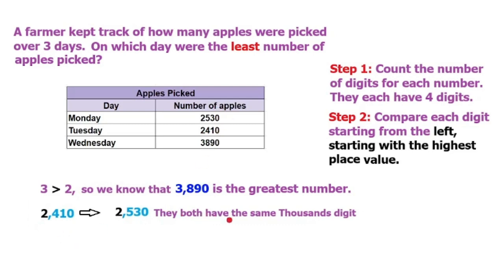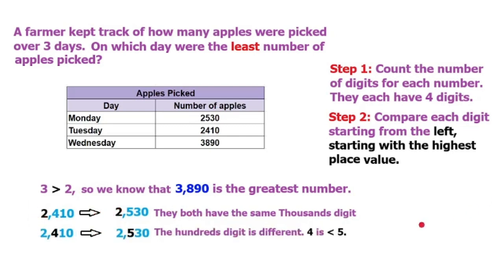So they both have the same thousands digit, okay? They both have 2. So we need to go to the next digit. So the next digit for this number is 4. The next digit for this number is 5. And that's the hundreds digit. So the hundreds digit is different. 4 is less than 5. So we know that 2410 is less than 2530. So the least number is 2410.